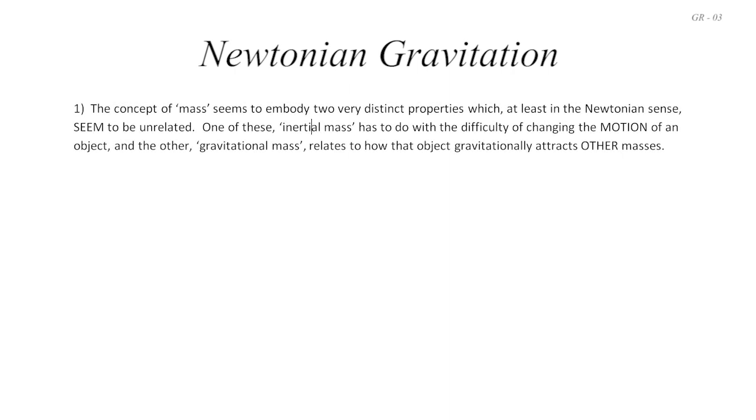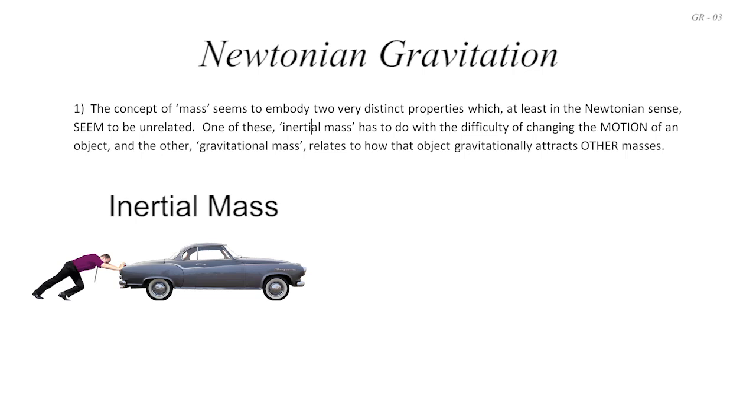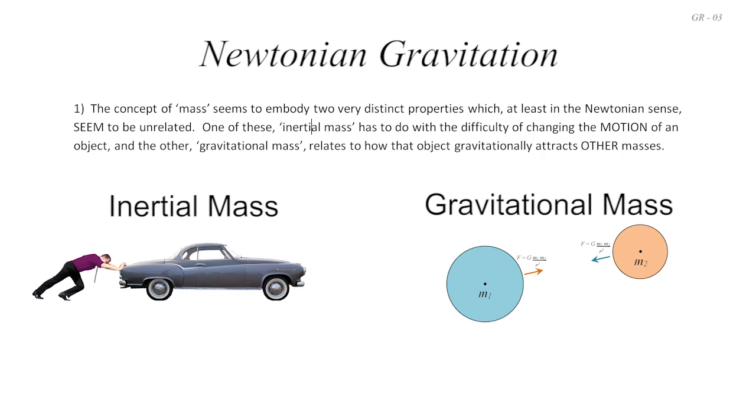When we looked a little at high school level Newtonian gravitation in the last two videos, numbers 1 and 2, we realised that, successful though it was for most situations, there were a number of confusing issues that arose within Newton's theory and also from it. The first one was that the concept of mass seems to embody two very distinct properties which, at least in the Newtonian sense, seem to be unrelated. One of these, inertial mass, has to do with the difficulty of changing the motion of an object, and the other, gravitational mass, relates to how that object gravitationally attracts other masses.